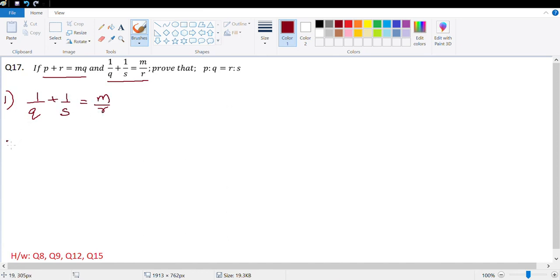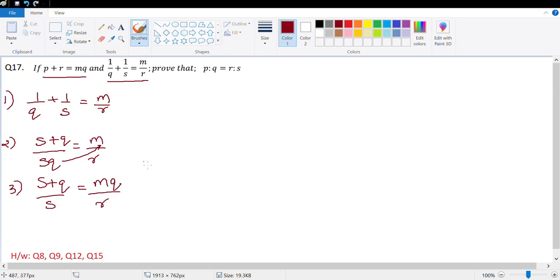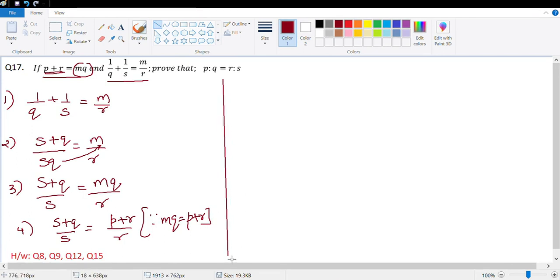So 1 by Q plus 1 by S is equal to M upon R. Let's take the LCM and add. When we add, we get S plus Q upon SQ is equal to M upon R. Let's take Q on this side. So what we get is S plus Q upon S is equal to MQ upon R. I did this because I realized MQ is given equal to P plus R. So what we get is S plus Q upon S is equal to P plus R upon R, since MQ is equal to P plus R. That's given.